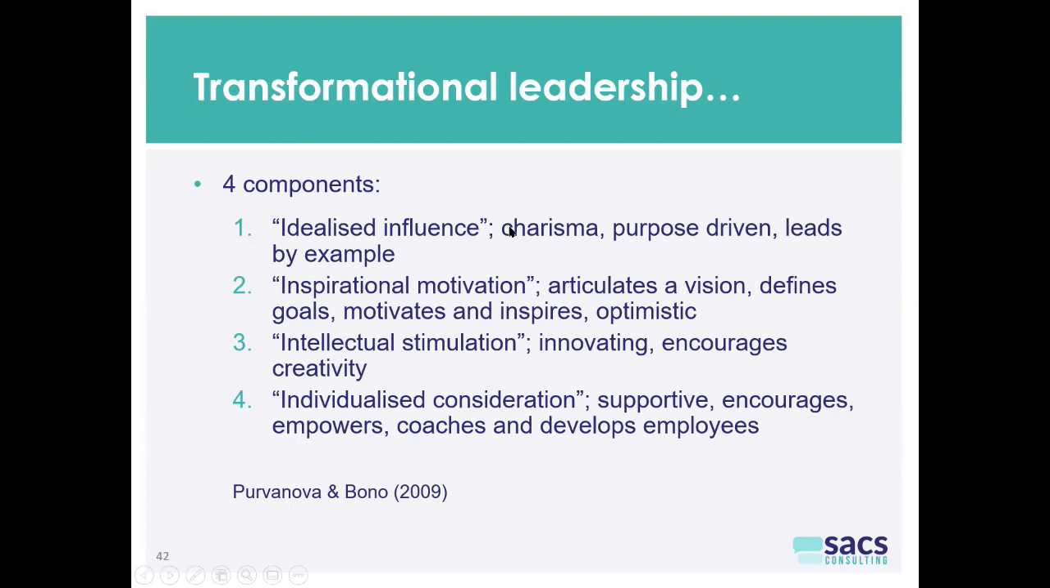Firstly is idealized influence. And idealized influence is where the leader can be somebody that people look up to. And how do you become somebody that people can look up to? Well, you behave the right way. You behave as an exemplar. You behave as somebody who's committed to the purpose of the organisation. You behave as somebody who always tries to do the right thing ethically. That's the idealized influence component.